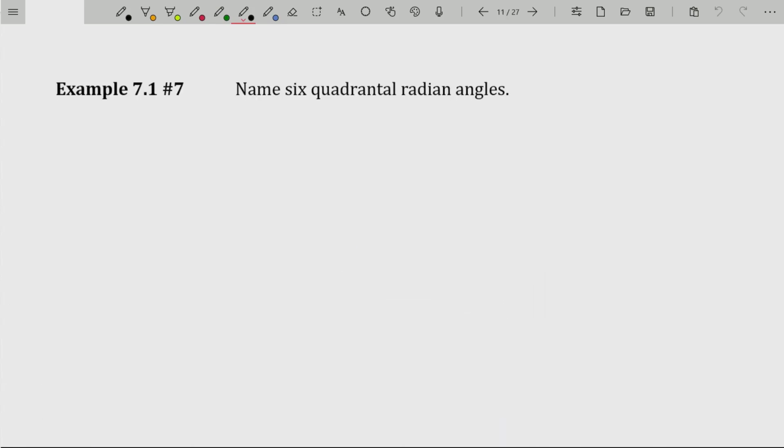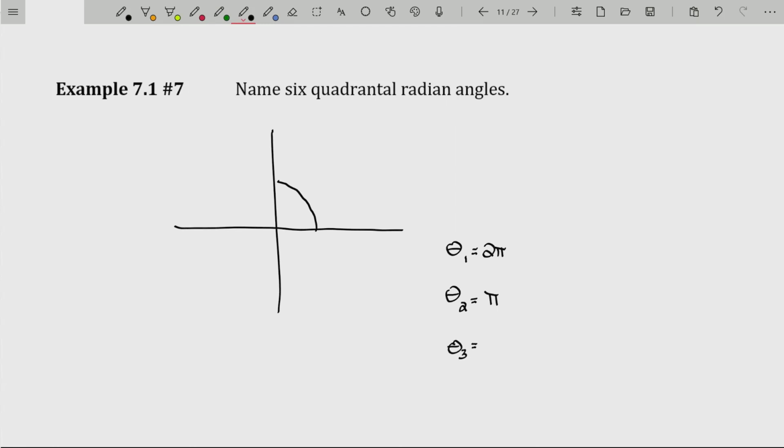And finally, let's do what we did last time with the degree examples. Let's name 6 quadrantal angles, but in radians this time. Quadrantal angles, as you should recall, are angles that terminate on an axis. All the way around would be 2 pi, so theta 1 equals 2 pi. If we only went halfway around, that lands on an axis as well. So half of 2 pi is pi. If we only went halfway to pi, that lands on the y-axis. So half of pi is pi over 2.